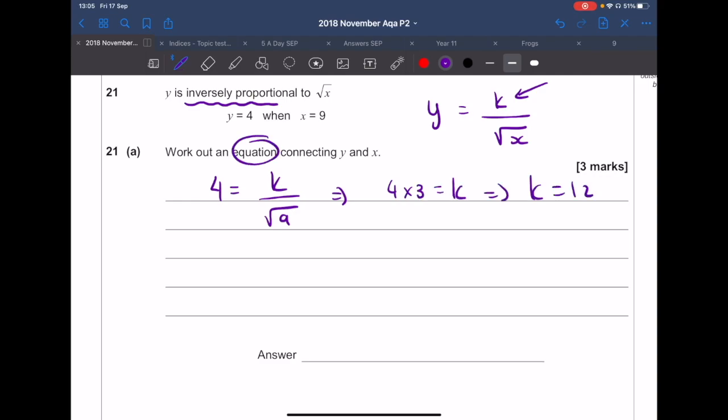Work out an equation connecting y and x. So we can write y equals 12 over the square root of x. All you've got to do is substitute the value of k you just worked out.